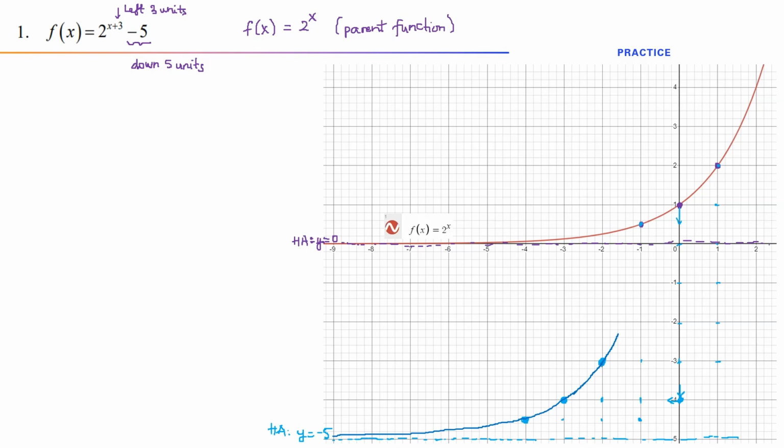And we can find the y-intercept by plugging x equals 0 into the function. So we have 2 to the power of 3 is 8, minus 5 is 3. So the y-intercept will be at point (0, 3). (0, 3) is right here. So we connect them, make them go up, up again until we cross that, and then we have the new graph.